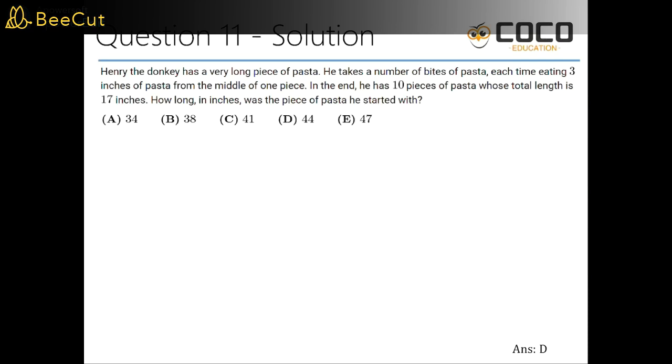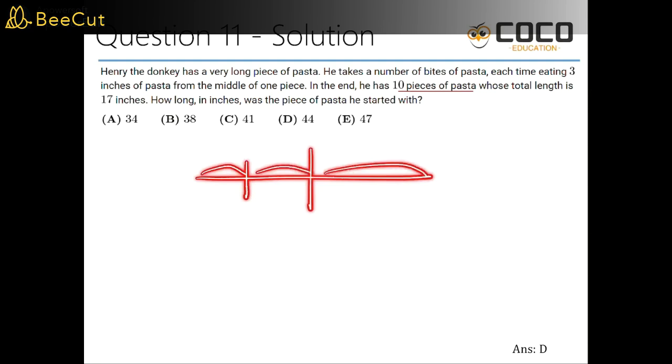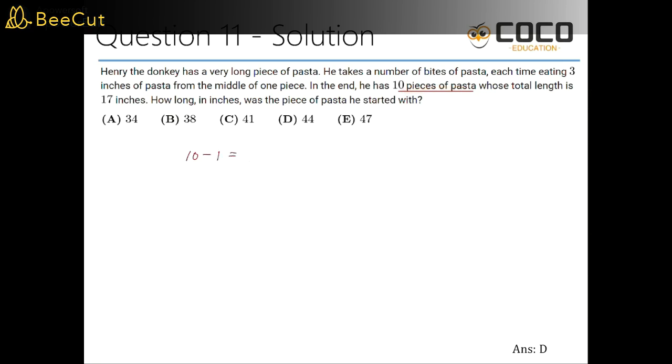Question 11. So each time the donkey starts from the middle of one piece, and in the end, he has 10 pieces of pasta. Okay, first time the donkey takes the bite. So at first this is 1 piece. When the donkey takes a bite, it becomes 2 pieces. When the donkey takes 2 bites, it will become 3 pieces. So now it's 10 pieces, 9 bites.